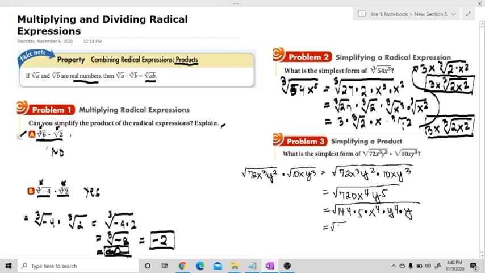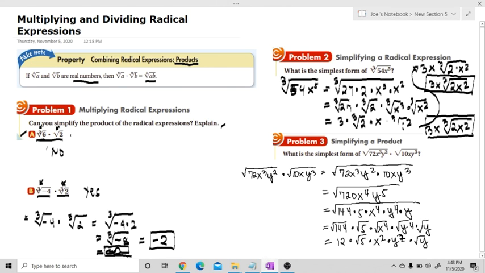Then separate. It will be square root of 144 times square root of 5 times the square root of x raised to the exponent 4 times the square root of y raised to the exponent 4 times the square root of y. The square root of 144 is 12. The square root of 5, walang square root yung 5. The square root of x raised to the exponent 4 is x squared. The square root of y raised to the exponent 4 is y squared. Then, the square root of y, wala, square root of y lang yan siya.